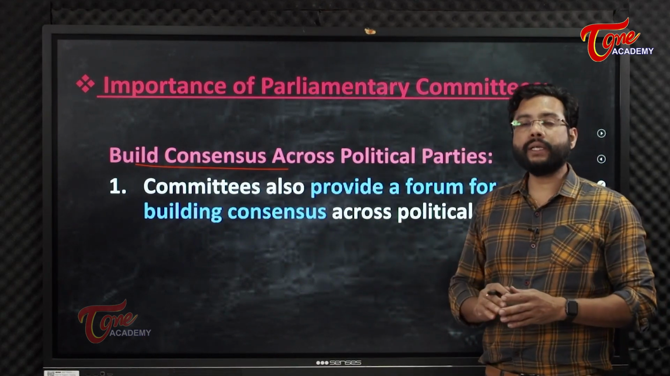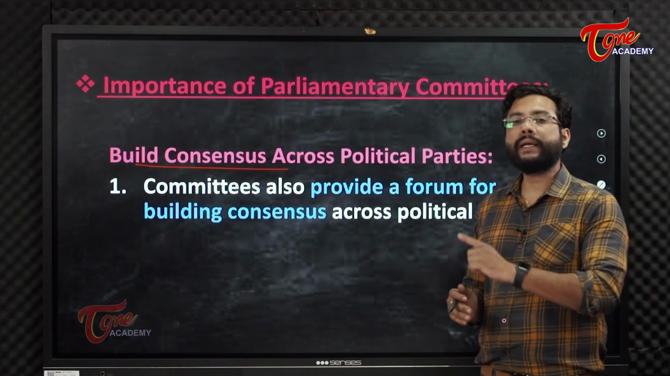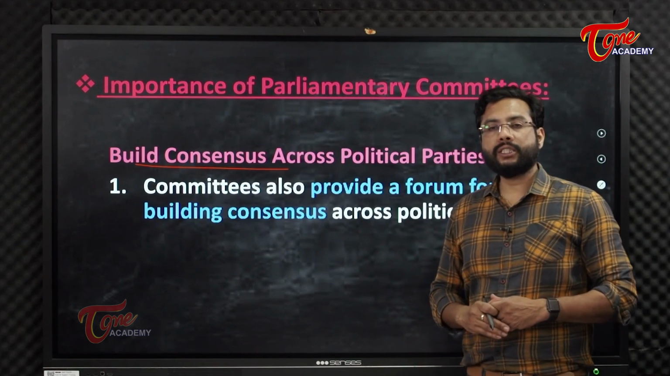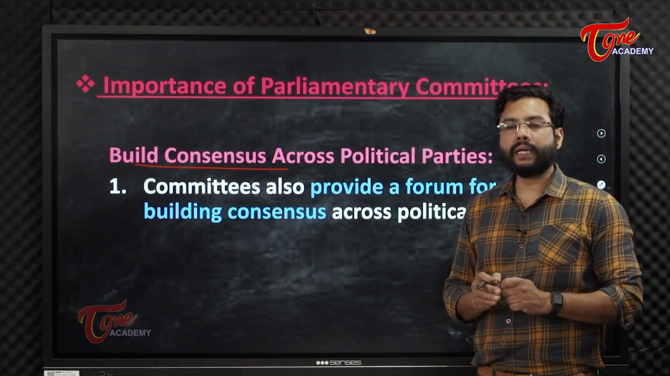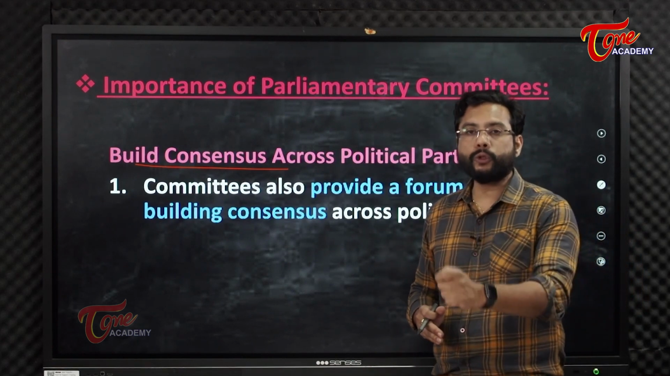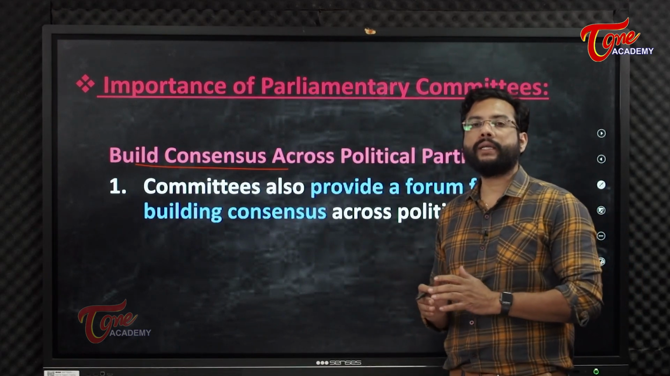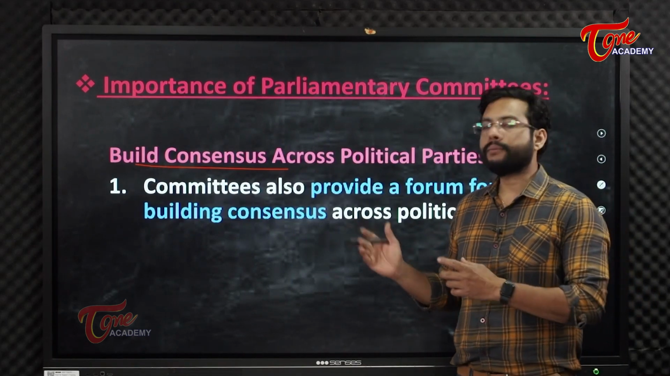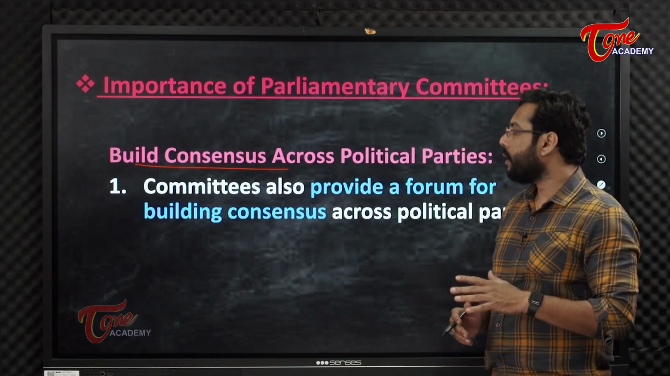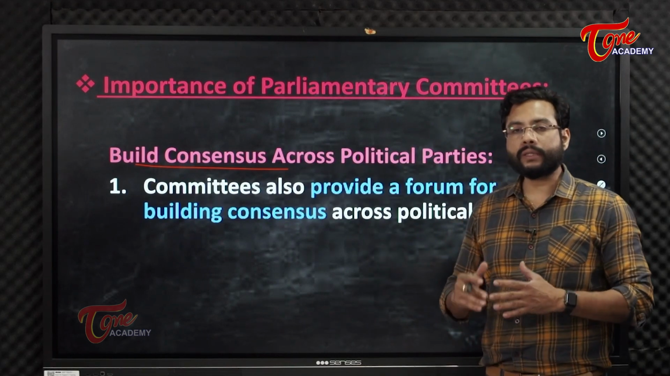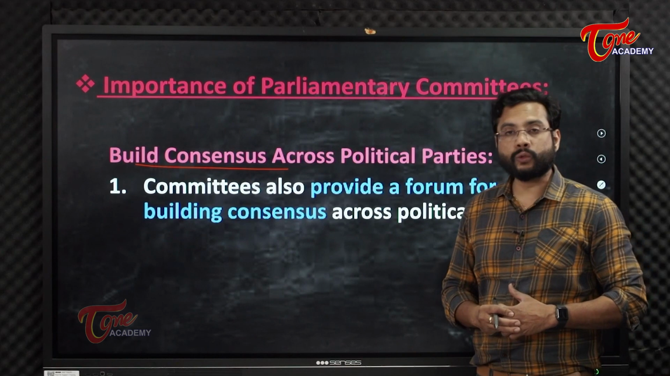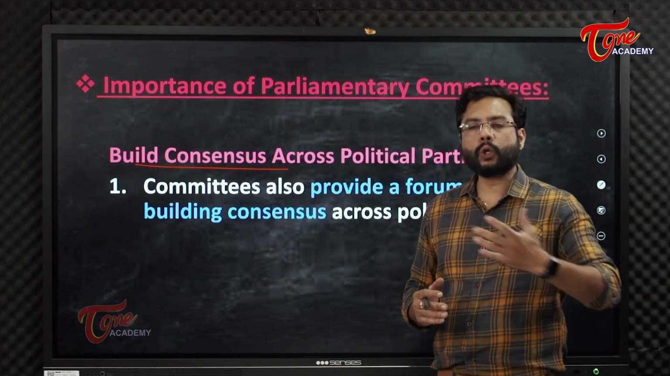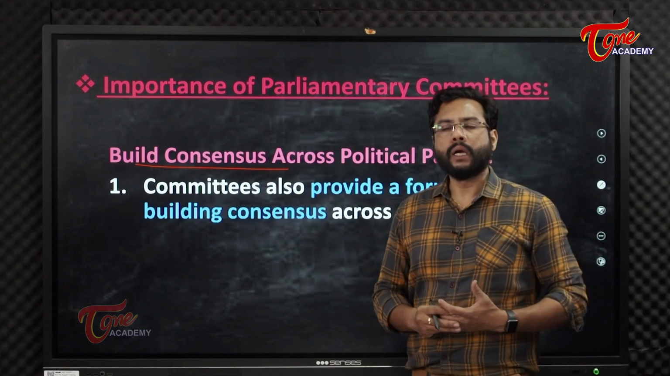So among the parliamentary committees, the Public Accounts Committee is a very important financial committee, and its chairman is a member of the opposition party. So the opposition party also plays such an important role when it comes to parliamentary committees. One needs to understand that the significance of the parliamentary committees is also to build consensus, that is, to have coordination among all the members.